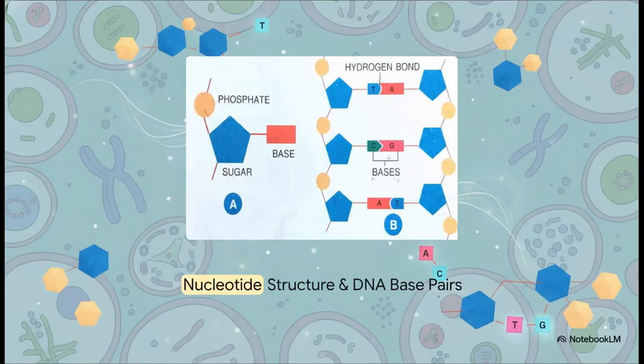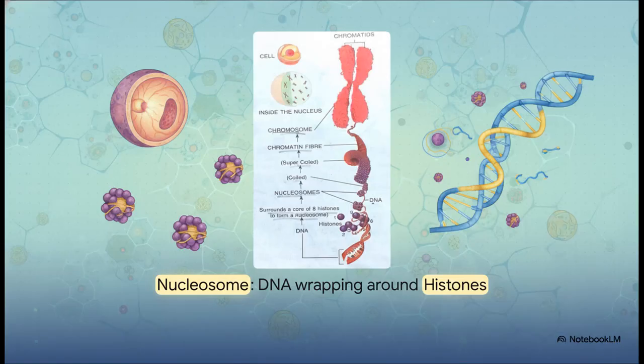Let's zoom in and break down the DNA itself. DNA is this massive macromolecule built of repeating units called nucleotides. Now, each nucleotide contains three distinct parts. You've got a phosphate group, a pentose sugar, and a nitrogenous base. These bases pair up perfectly across the two complementary strands like rungs on a ladder, held together by hydrogen bonds. And hey, remember this golden rule for your exams. Adenine always pairs with thymine, and guanine always pairs with cytosine. A with T, G with C. Never forget that.